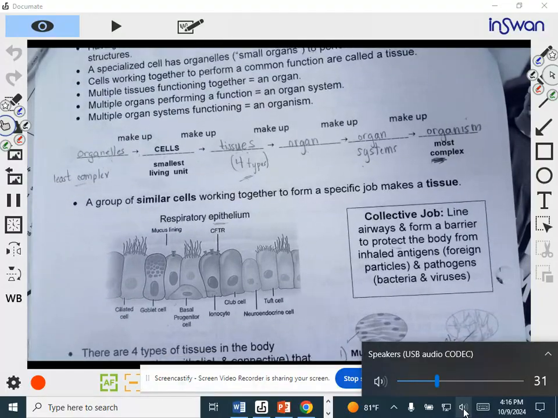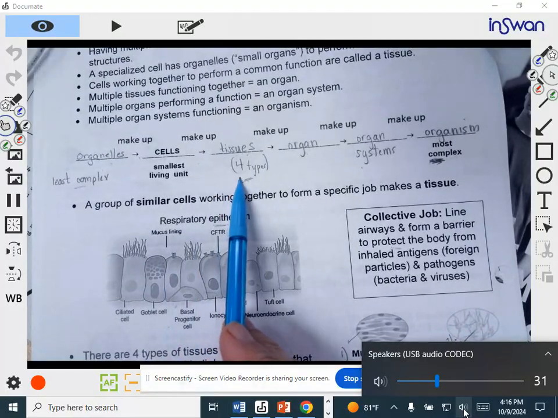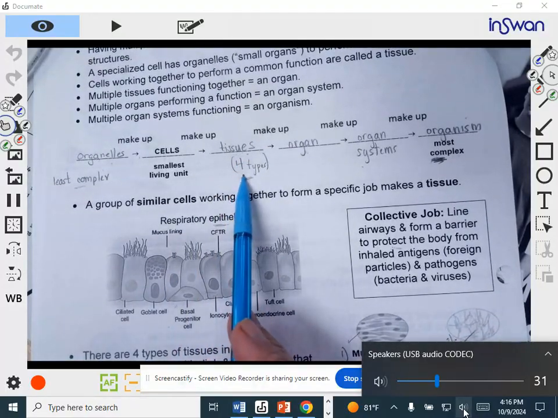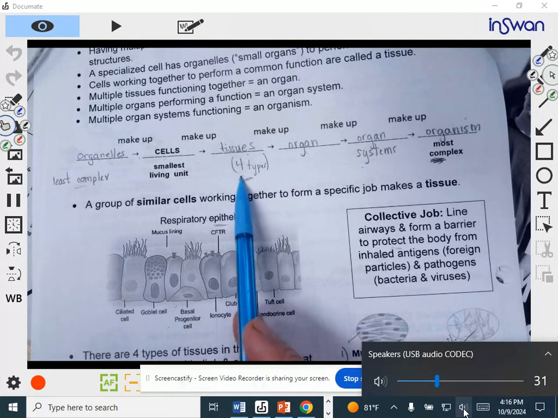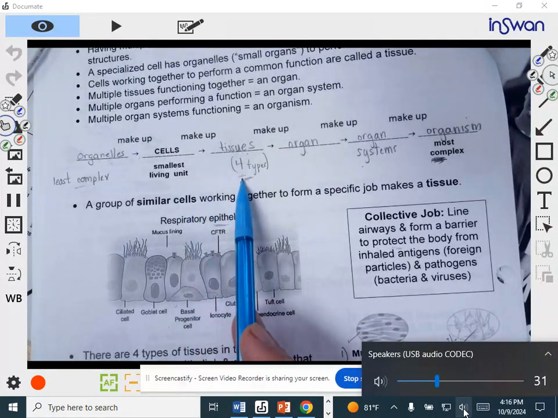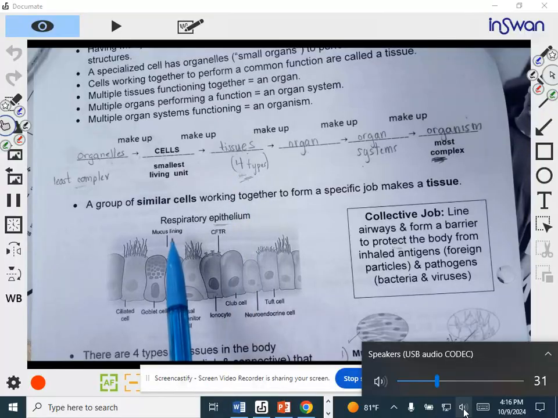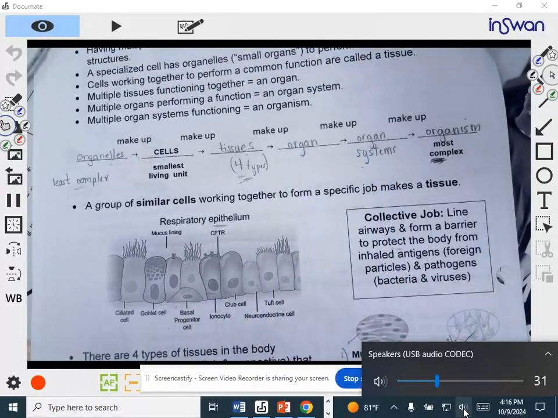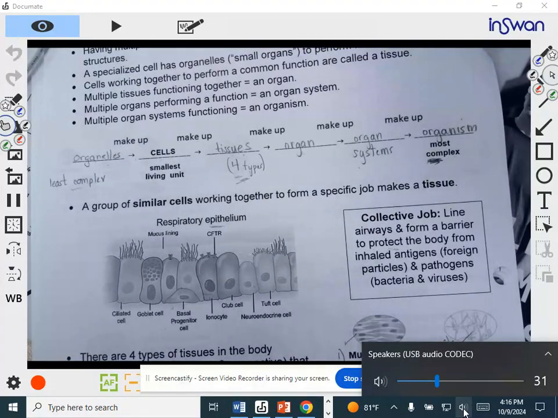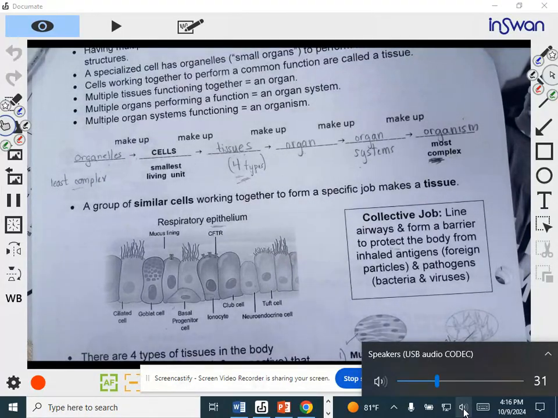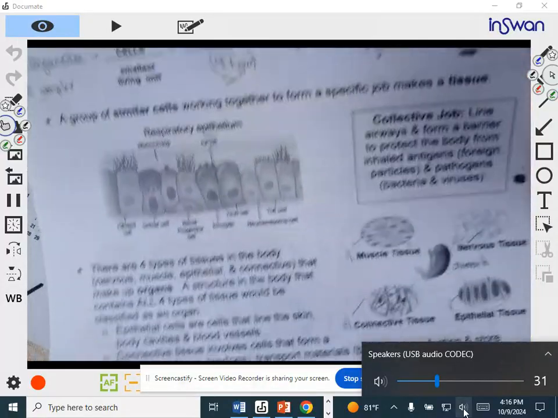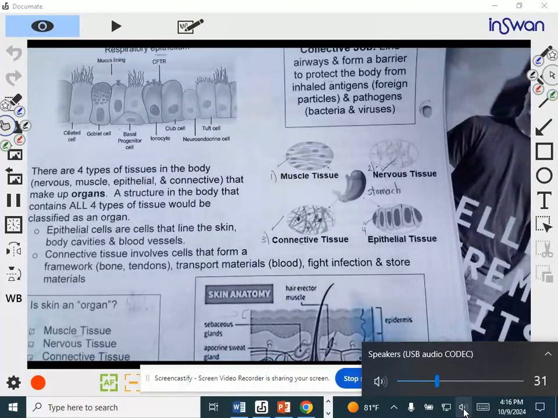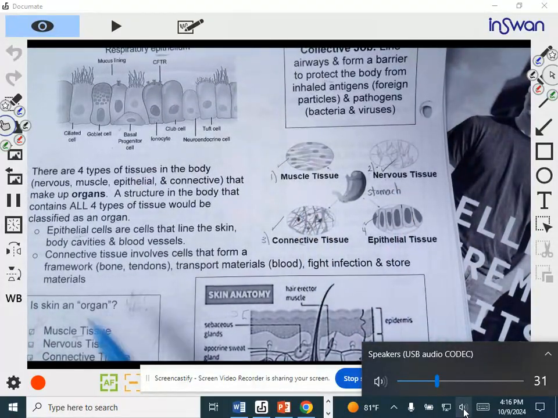So let's take a look at this part right here. Underneath tissues, you need to be able to tell me that there's 4 main types of tissues. So cells can come together and make up one of these 4 different types of tissues. Now, how we know if something is an organ is if a structure in the body contains all 4 types of tissues, then it's going to be classified as an organ. So here's the 4 types of tissues. You don't have to have these memorized. You just need to be able to tell me there's 4 types of tissues.